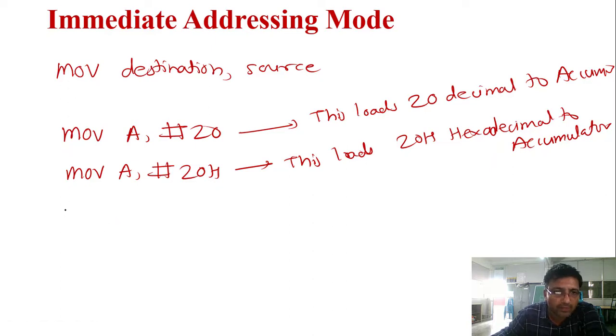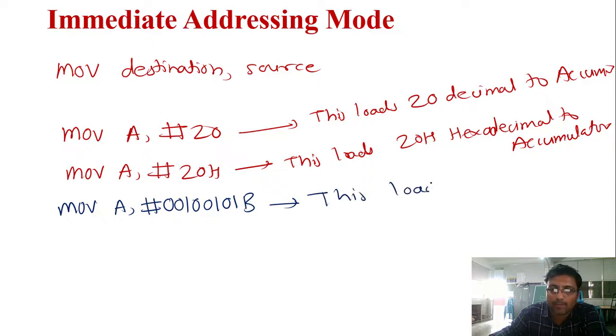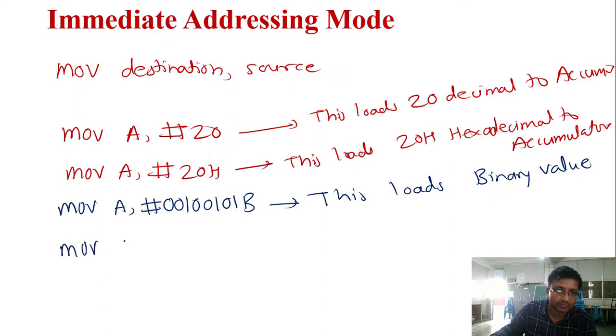Again, if I want to specify a binary, I can write MOV A, #00100101b. So this loads a binary value. b is the suffix we need to use for binary. If you want to load a number starting with an alphabetic character, then we need to put 0FFh. So this 0 is important.